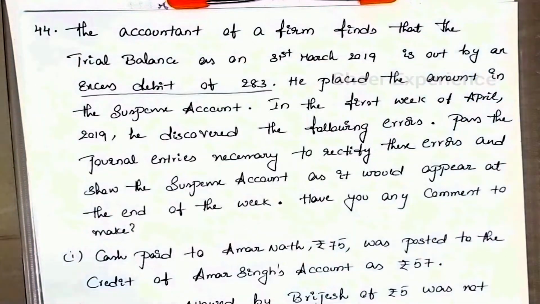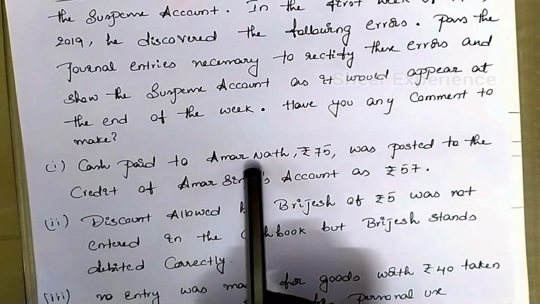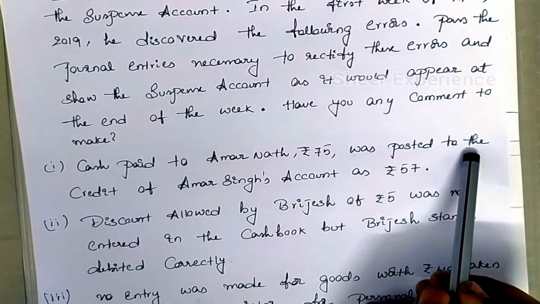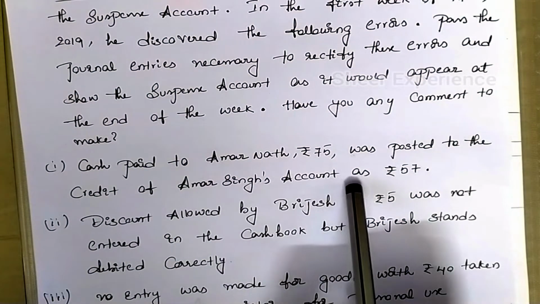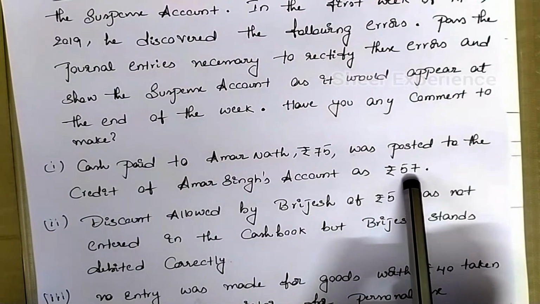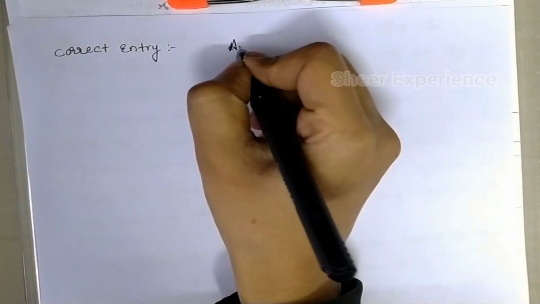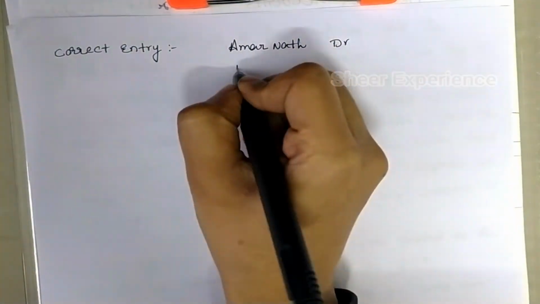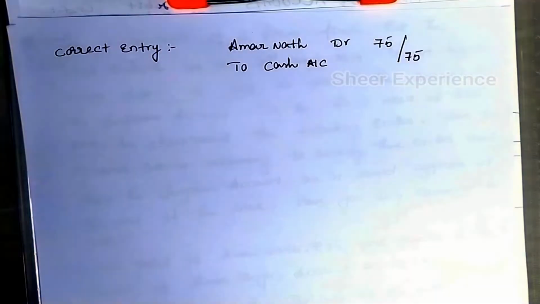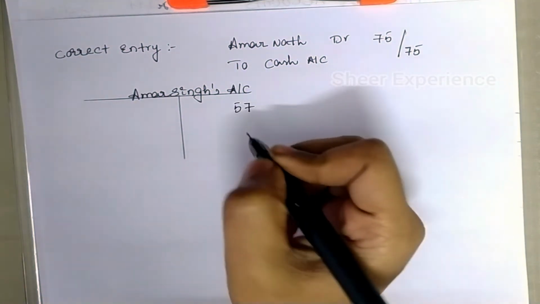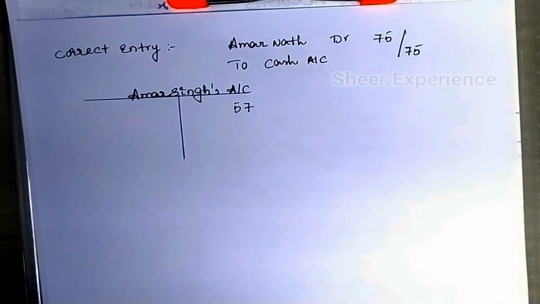Now we will see the errors. Our first error is cash paid to Amarnath 75 was posted to the credit of Amar Singh's account as 57. When we pay cash to anybody, we debit the person name and credit to cash. Here we have paid to Amarnath. So the correct entry is Amarnath debtor to cash account. Amount is 75. But by mistake we have posted on the credit side of Amar Singh's account as 57.